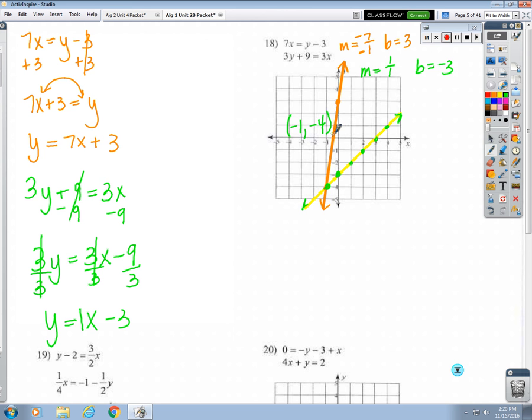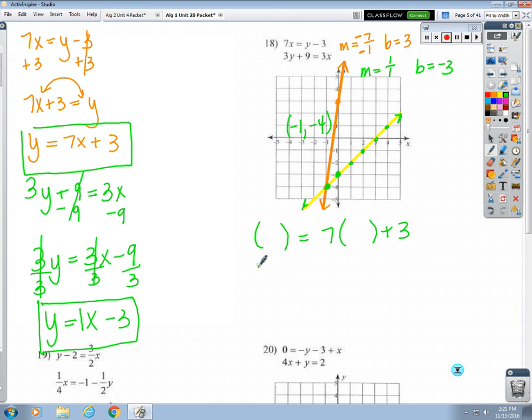Okay, now remember, you don't have to use your original equations to check them. You can use your new rewritten equations that are normally easier to check with. So y equals 7x plus 3, and y equals 1x minus 3. What gets plugged in the y places? And what gets plugged in the x places? The x? Negative 1 is my x value of my solution. Go ahead and be checking those while I'm getting the game set up.